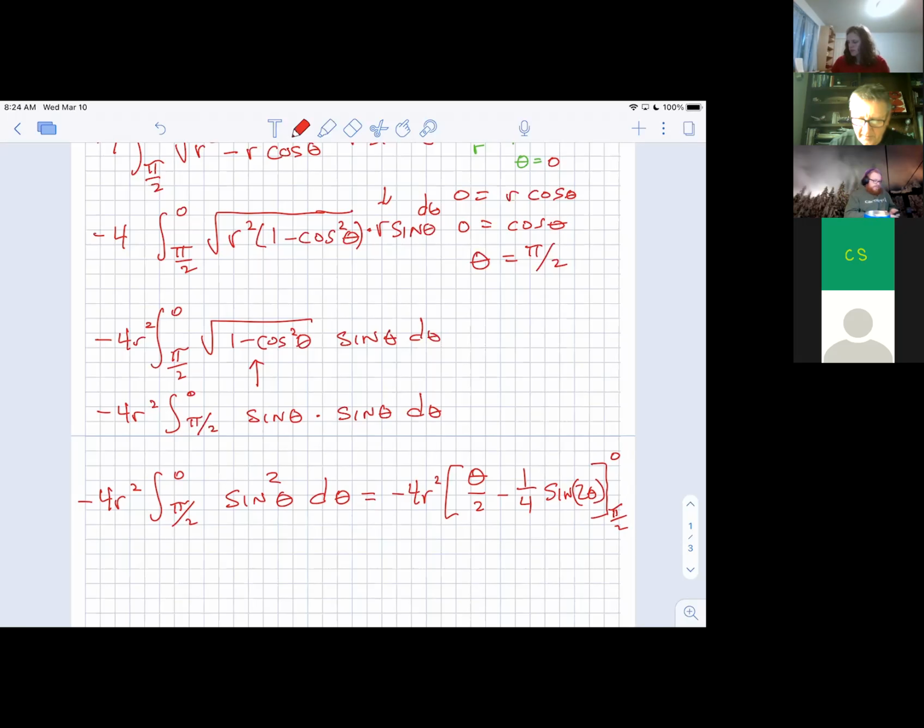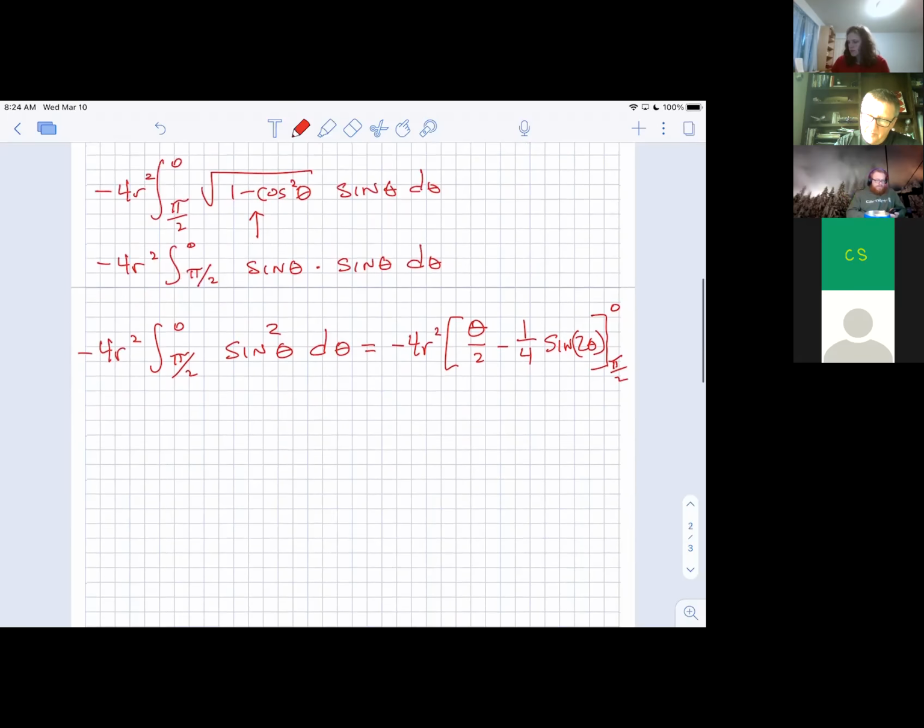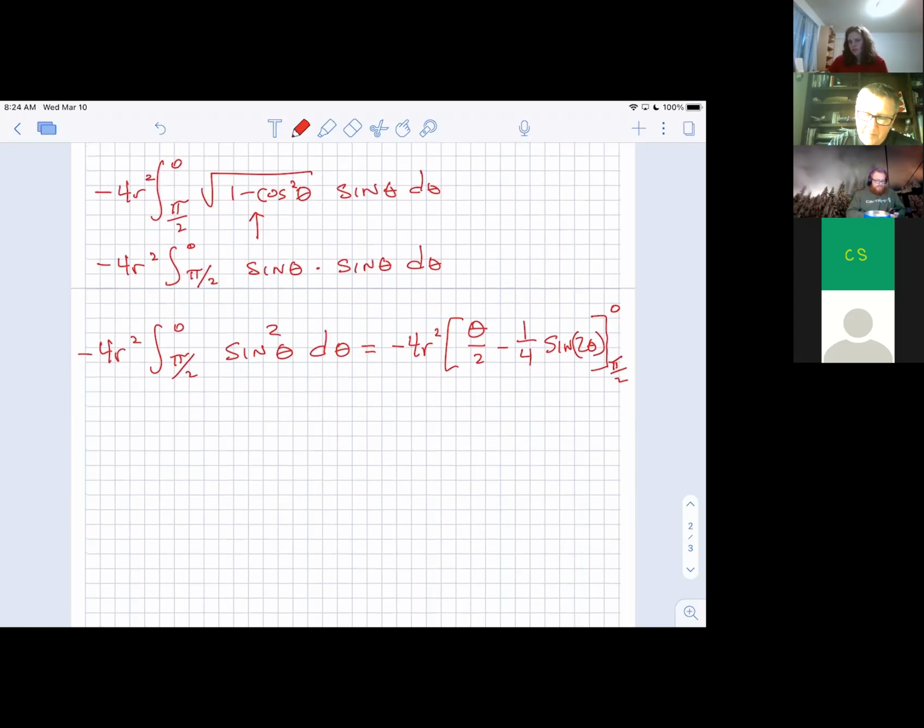Okay, so let's start plugging stuff in. Woo, you've got to be careful with this bad boy. You've got to think about where you are in the unit circle. And again, let's just remind ourselves of some trig.